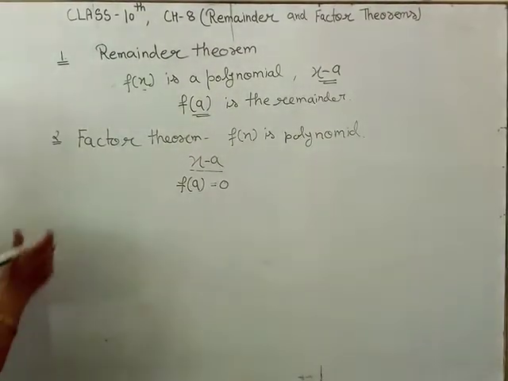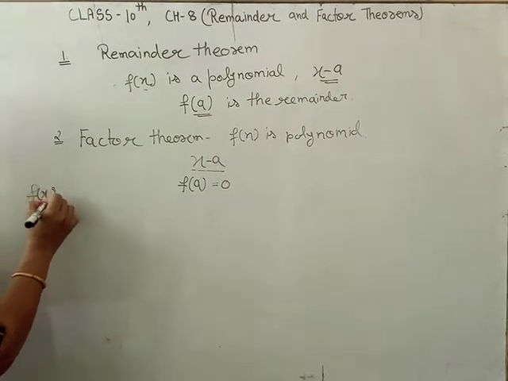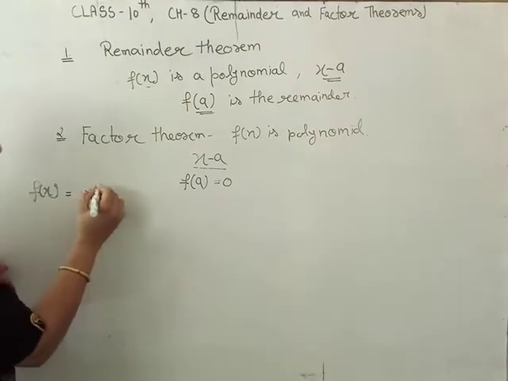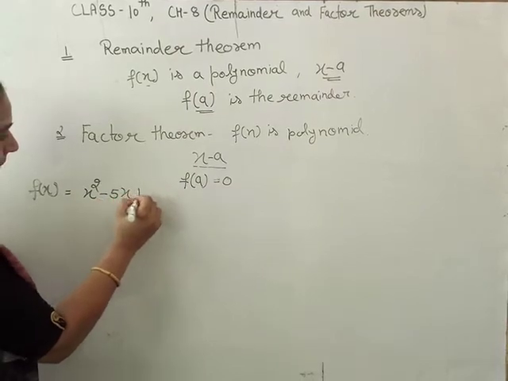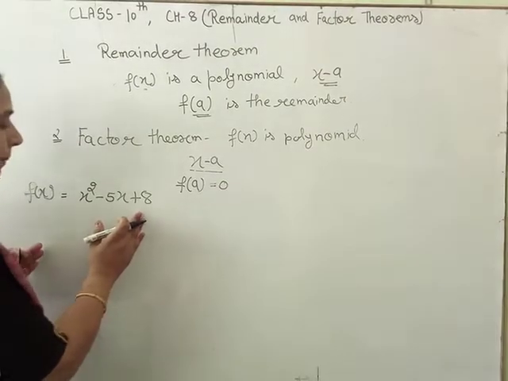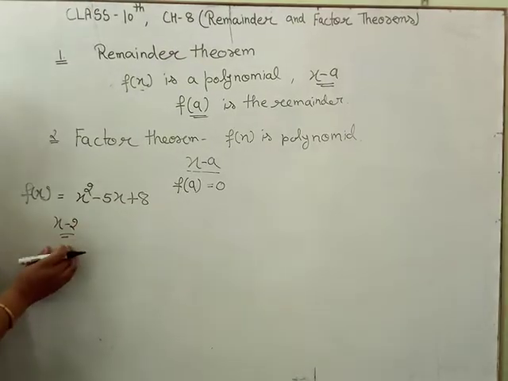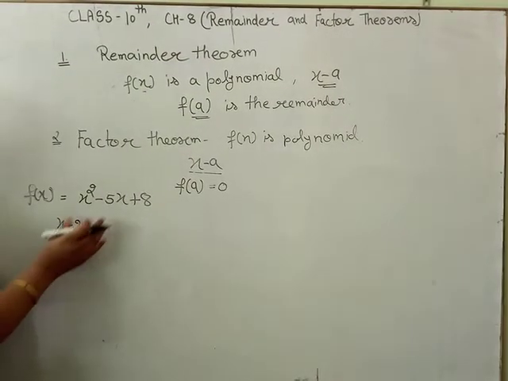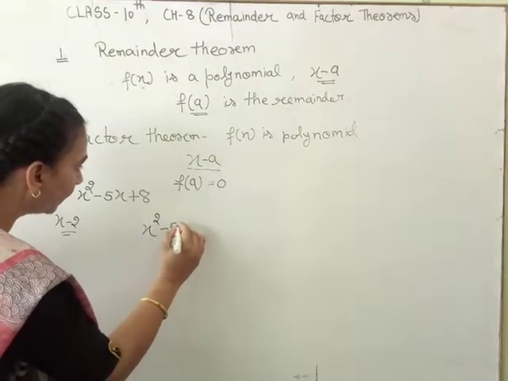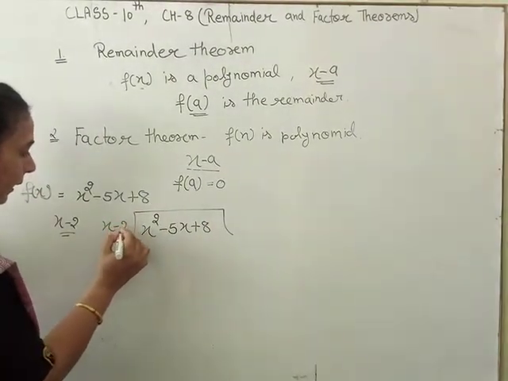We have an example, a polynomial f of x equal to x square minus 5x plus 8. We divide this polynomial by x minus 2 by the division method. First we divide by the division method: x square minus 5x plus 8 divided by x minus 2.